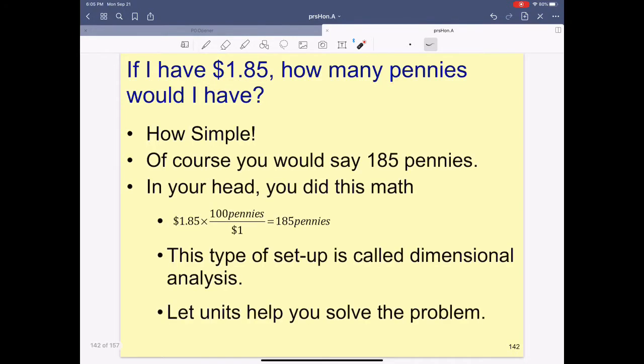Of course, you think that's an incredibly simple problem. In your head, you know that's 185 pennies. You had no problem solving that, but what you actually did was multiply $1.85 times 100 pennies per $1. Then the dollars would cancel out, resulting in 185 pennies. Nobody does this, of course, but the units can certainly help you solve a problem that's more challenging.